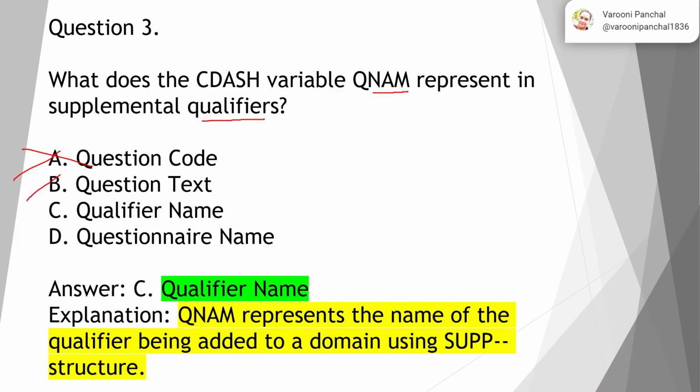So option B, the question text, is not the right answer. Questionnaire name is not the right answer because we are not asking about the questionnaire, right? The question is about the qualifiers and NAM suggests your name. So the correct answer is C. QNAM represents the name of the qualifier being added to the domain using supplementary structure. So the correct answer is C, qualifier name.